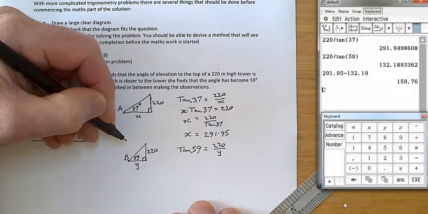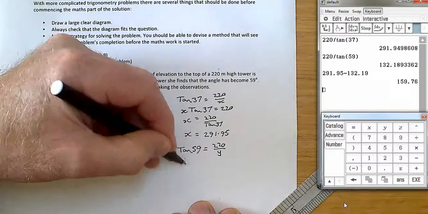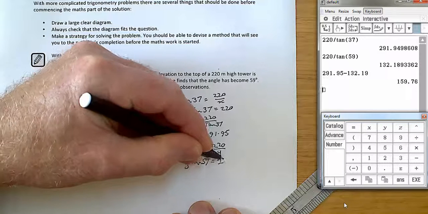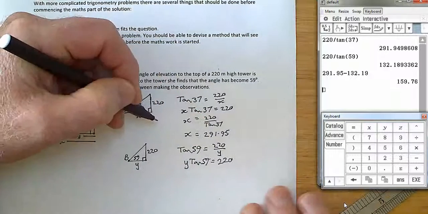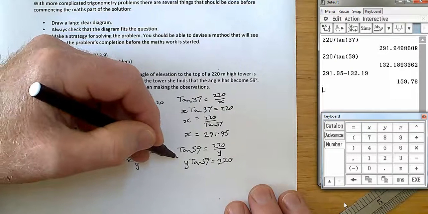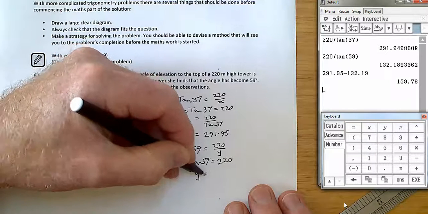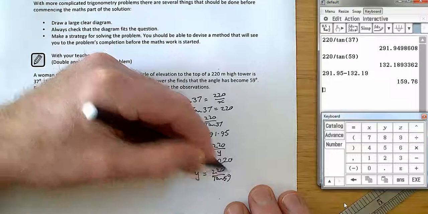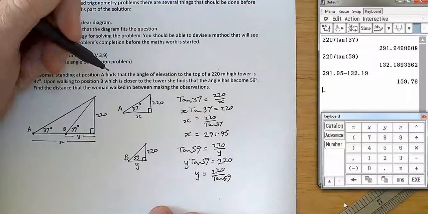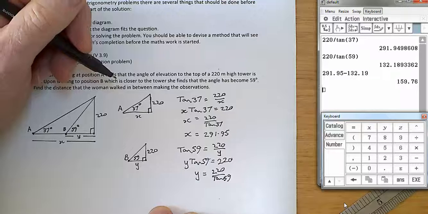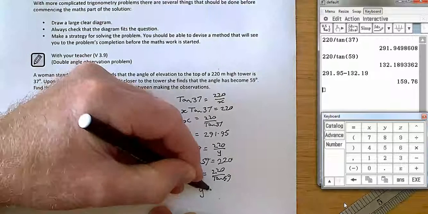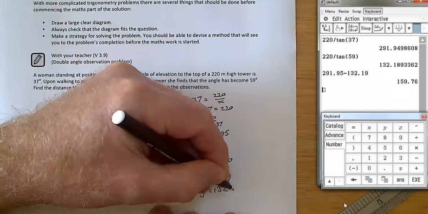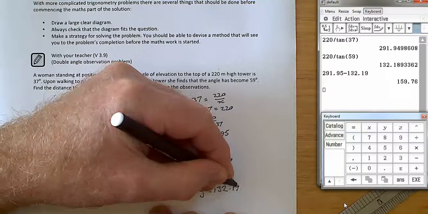Shuffle it round to make y the subject. Multiply both sides by y. Y times the tan of 59 equals 220. Divide both sides by the tan of 59. So y equals 220 divided by the tan of 59. And now you can do that on your calculator. I've done it beforehand. So y is equal to 132.19 metres.